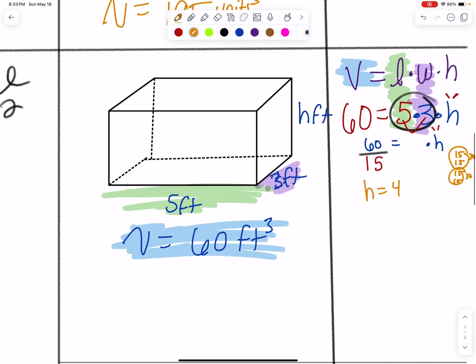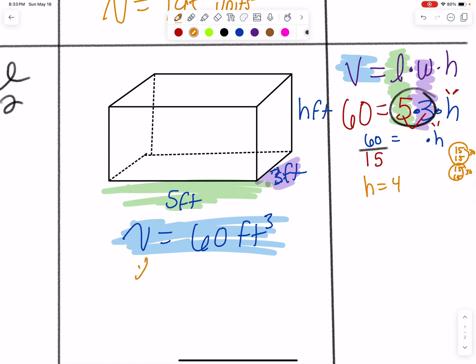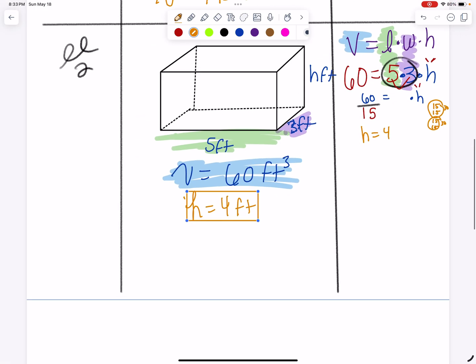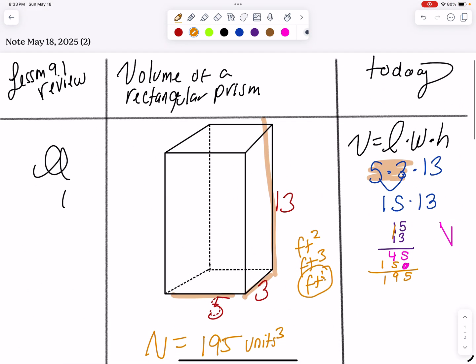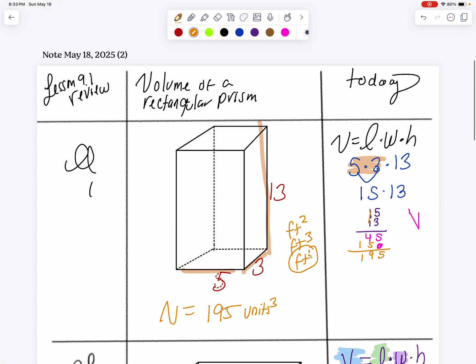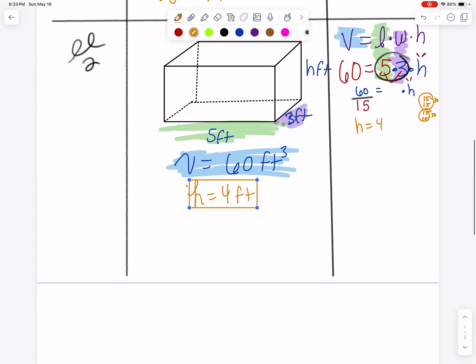And we were talking about feet, so we're going to put that. The height equals 4 feet. Final answer. Okay, so now that was a quick review of 9.1. So we're going to go quickly to 9.2. This is where it gets super interesting, okay?